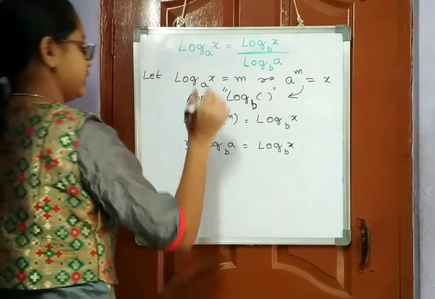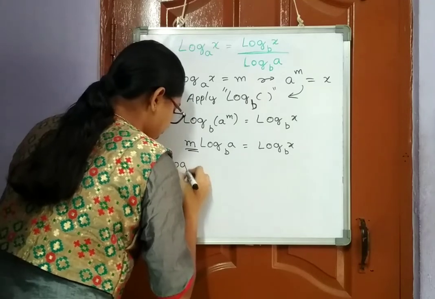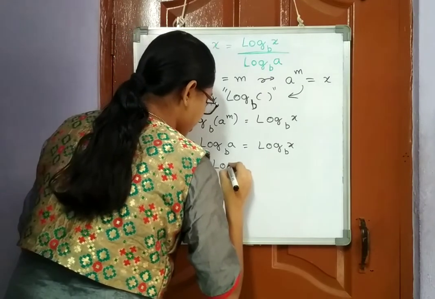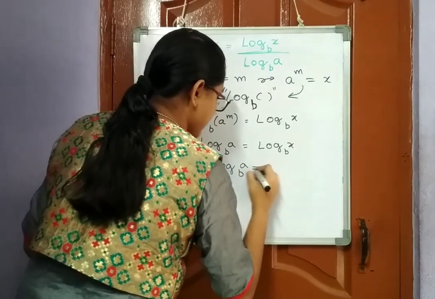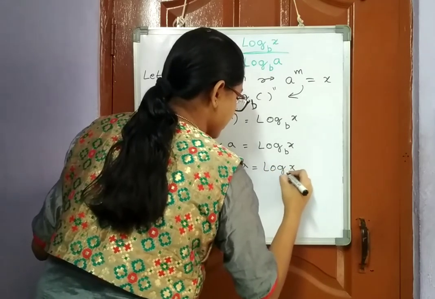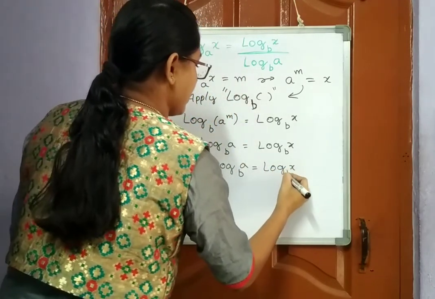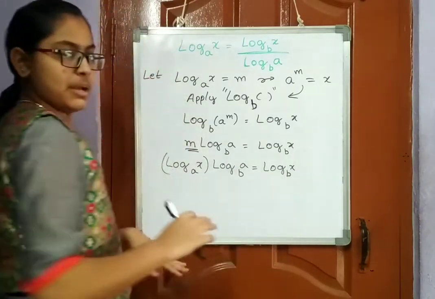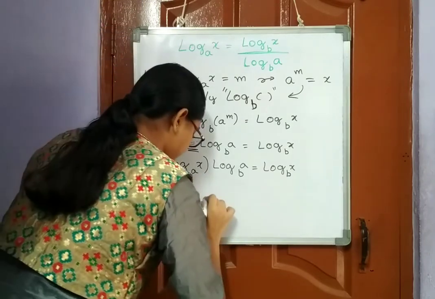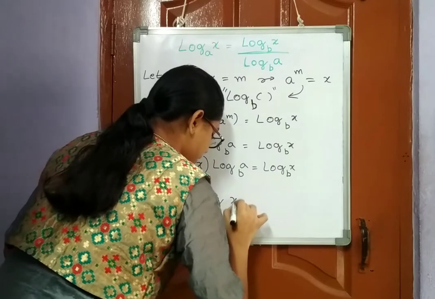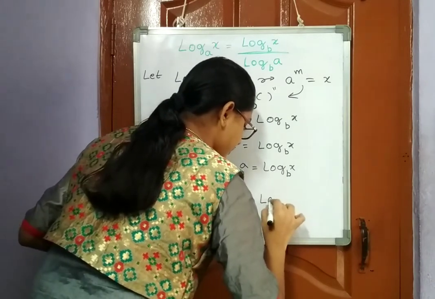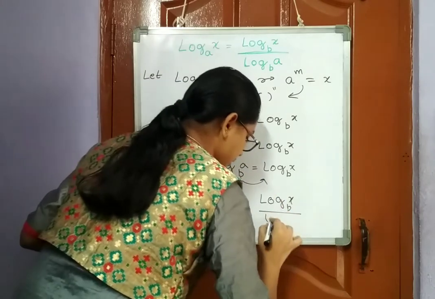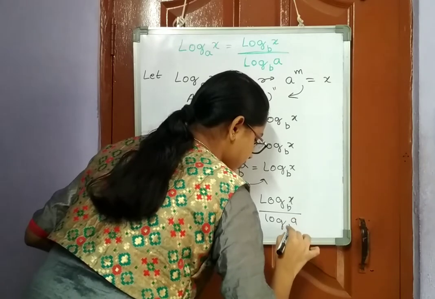As we have the m value here, apply this, then we will get log x to the base a into log a to the base b equals log x to the base b. As we have all log x to the base a, log a to the base b and log x to the base b, by rearranging this, we will get log x to the base a equals log x to the base b by log a to the base b.